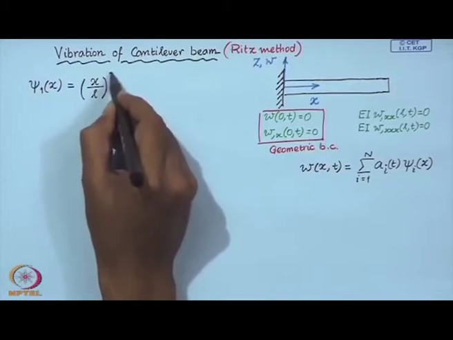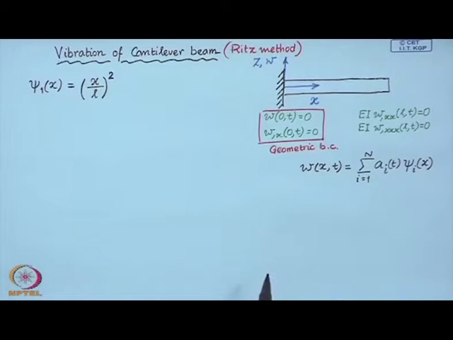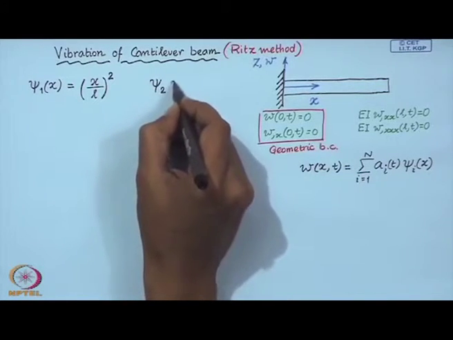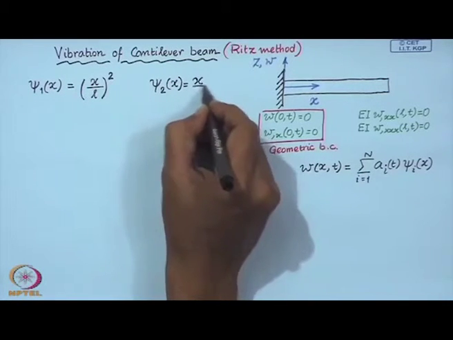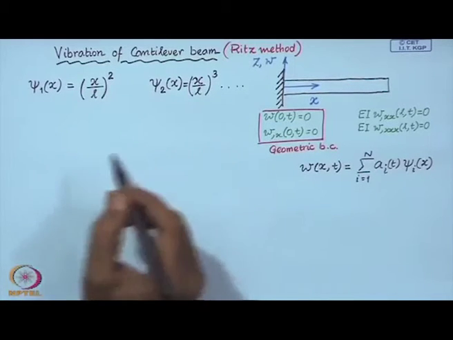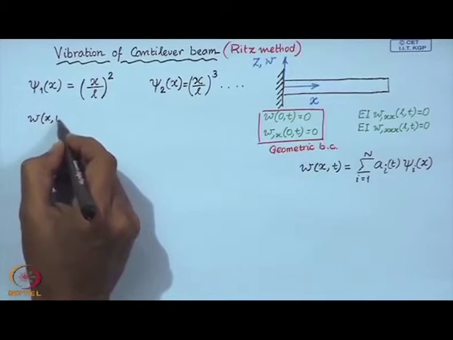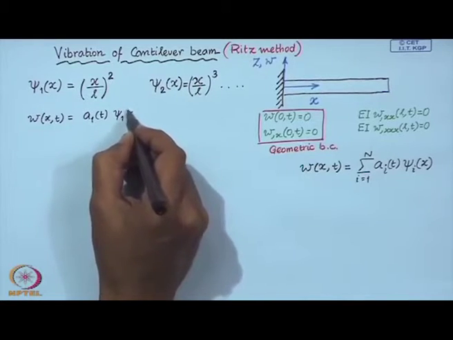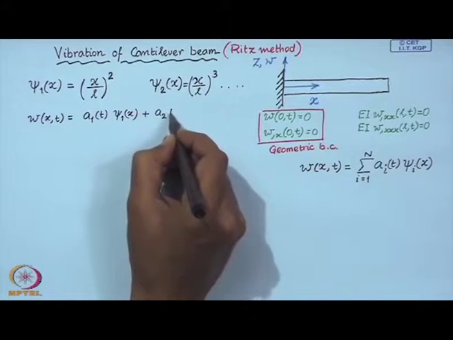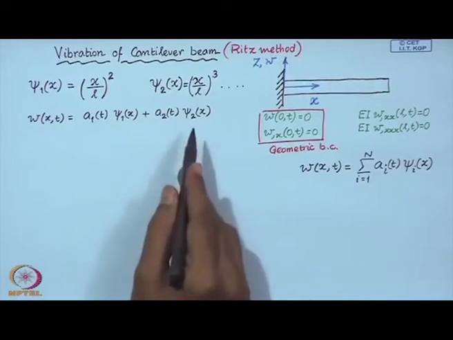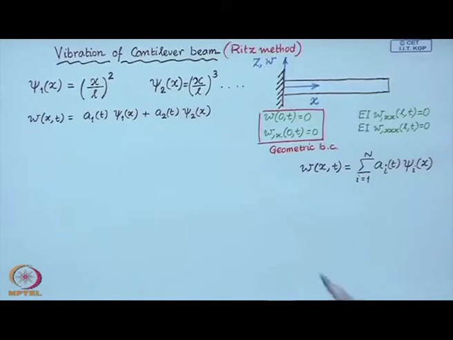So, from these considerations one can easily come to the conclusion that this must be one of the functions that can be used as an admissible function. Then we can use the higher powers of x, etc. So, let us first begin with only a two term expansion. So, we will first use this two term expansion. So, a1 and a2 are the two temporal coordinates.